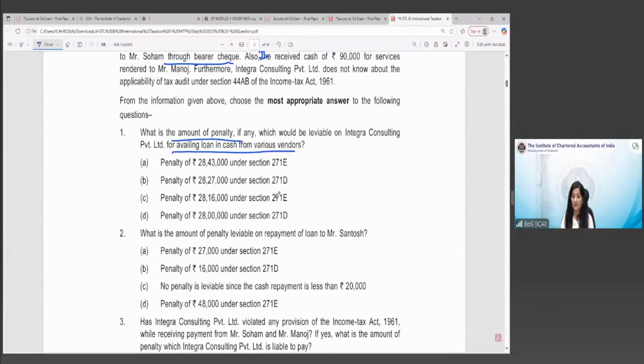And what is the section relevant here? Because sections are also given here. You have to remember this section because here they are testing a section also. Which section is relevant here? 271E, D, E or D? Which section? E or D? Which section is applicable? 271D. Right. Very good. Then let's take another question.